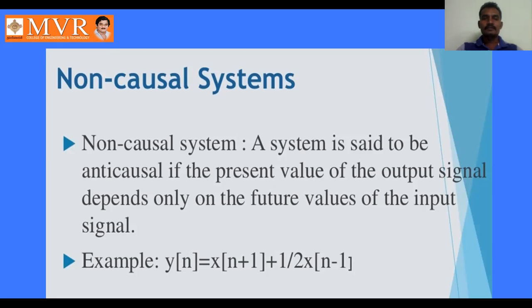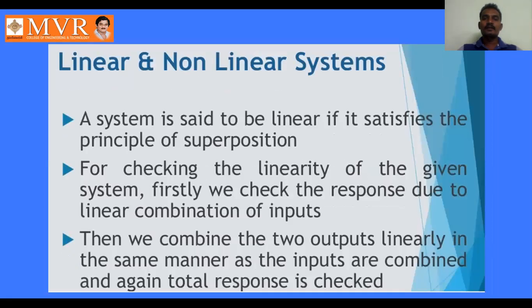Then linear and non-linear systems. What is meant by linear system? The system is said to be linear if it satisfies the principle of superposition. For checking the linearity of the given system, first we check the response due to a linear combination of inputs. Here x1 of t and x2 of t are inputs, so first we check the linear combination, that is x1 of t plus x2 of t.